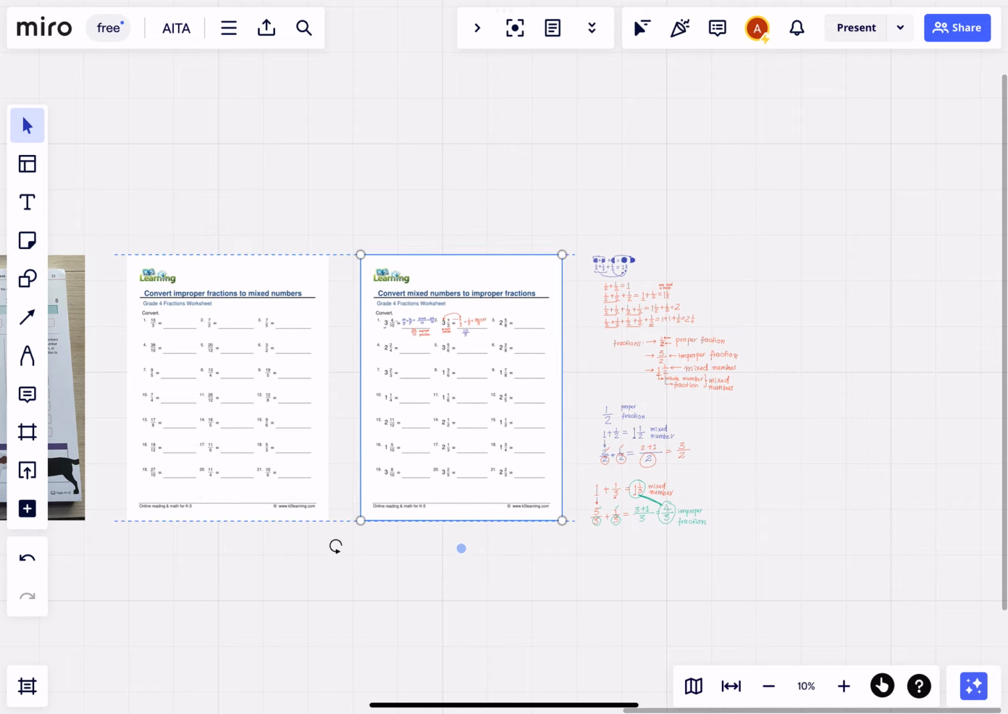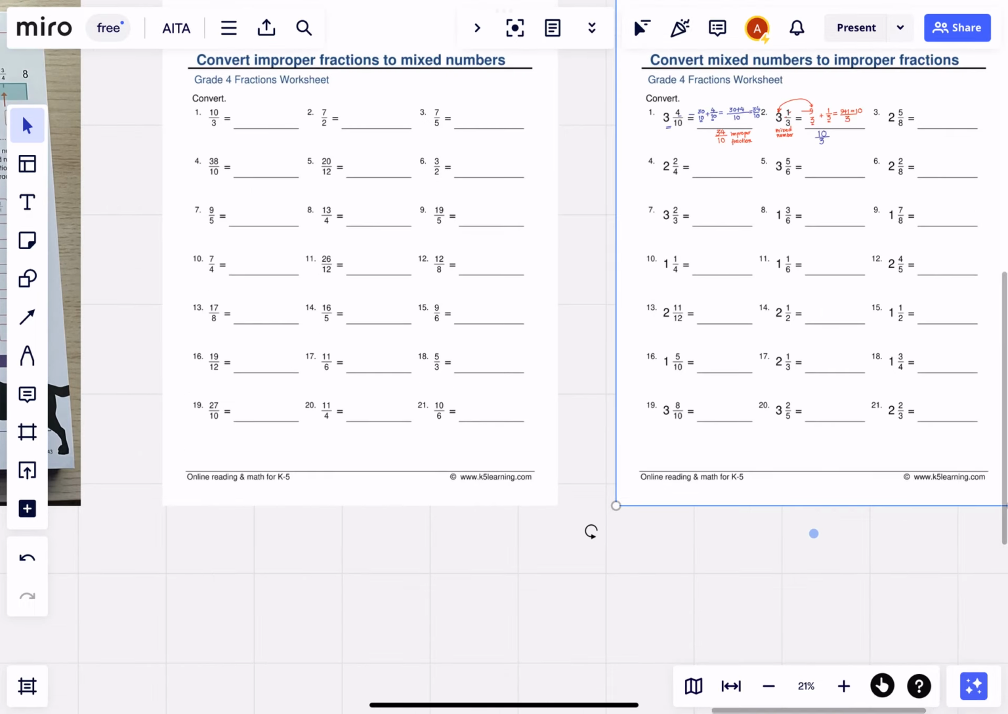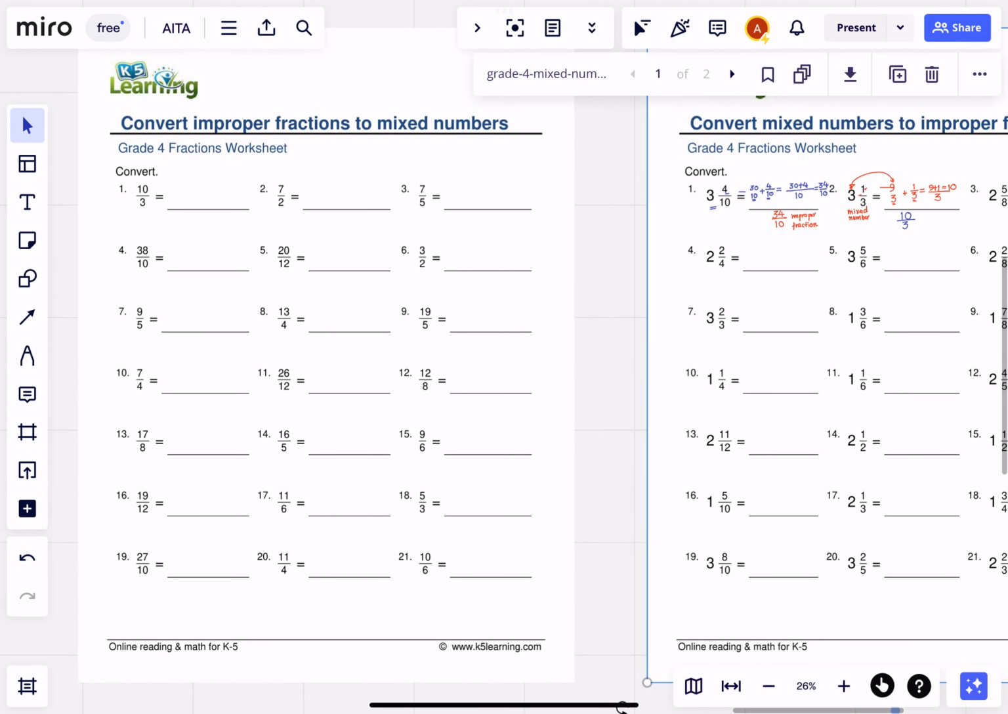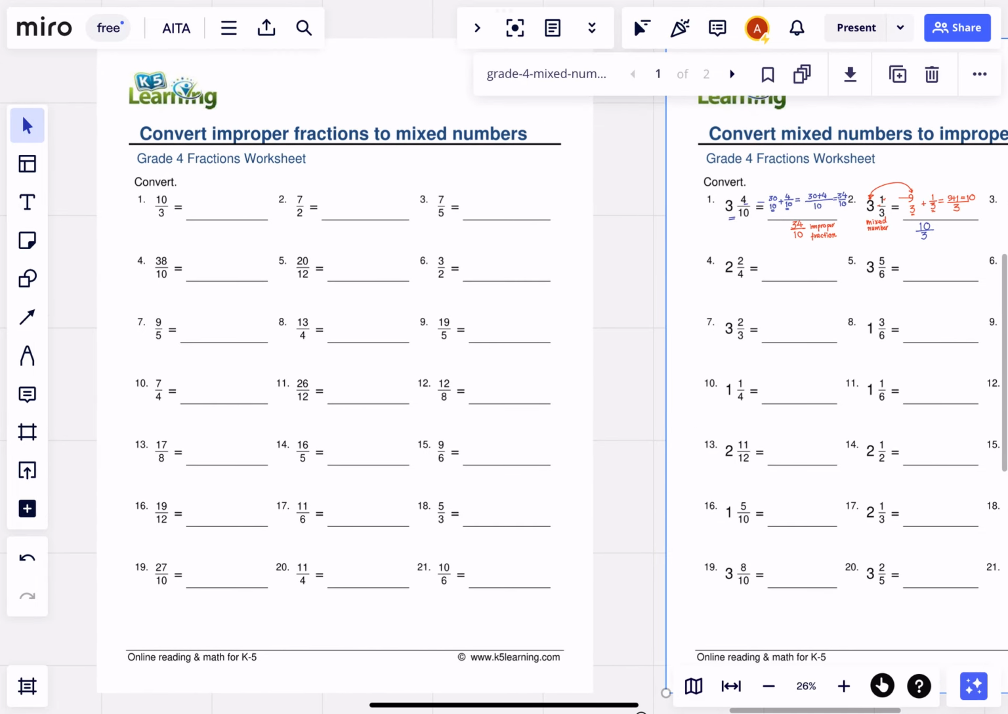Now the interesting part is that you can do the same thing the other way around. Okay, and let's pick up one of these questions, because realistically speaking, it is just the opposite.